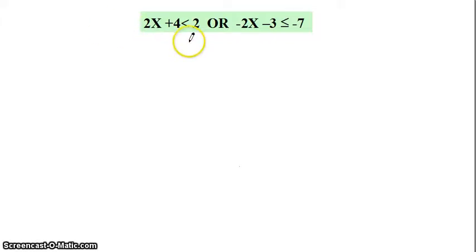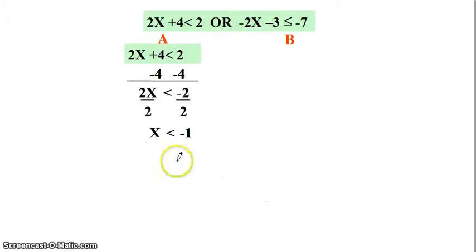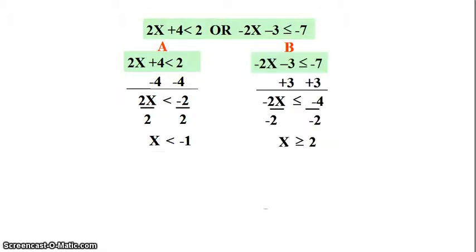Okay, here's an example of a disjunction, and it's very obvious. You have an or. So we're going to solve this piece and this piece. This or is not choose one. It just tells you you have a disjunction, you have a union. So of course, this is how we solve. Canceling out the 4 by subtracting, dividing out the 2. And we need to solve the other piece, which is a slightly different expression. We got to cancel out the 3 by adding. We got to divide out the -2, which also flips this sign. We need to graph a piece that is less than -1. We need to graph a piece that is greater than 2.